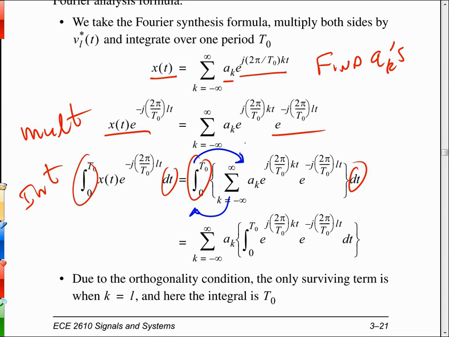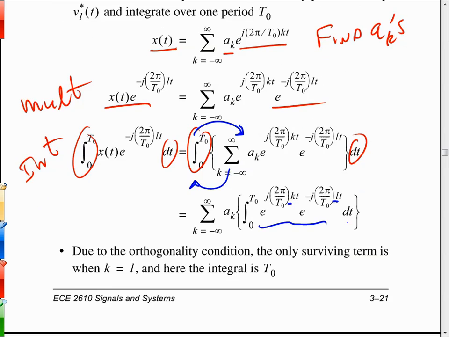So now we have the integral on the inside, and this integral on the inside is looking like the orthogonality condition we were just studying moments ago. It looks like we have an e to the j times an e to the minus j. One is in terms of k and the other is in terms of L. So we just learned that that particular integral is equal to 0 for what? K not equal to L, and is equal to T naught otherwise, namely for k equal to L.